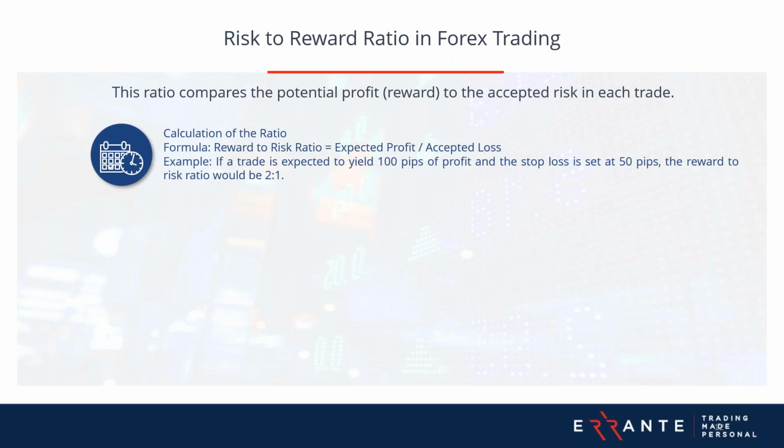But let's take a look at the calculation. To calculate the risk reward ratio, divide the potential profit by the potential loss. It's very simple. For example, if a trader expects to make 100 pips on a trade and sets a stop loss at 50 pips, the reward to risk ratio would be 2 to 1. This means for every pip risked, a trader expects to make 2 pips in return.